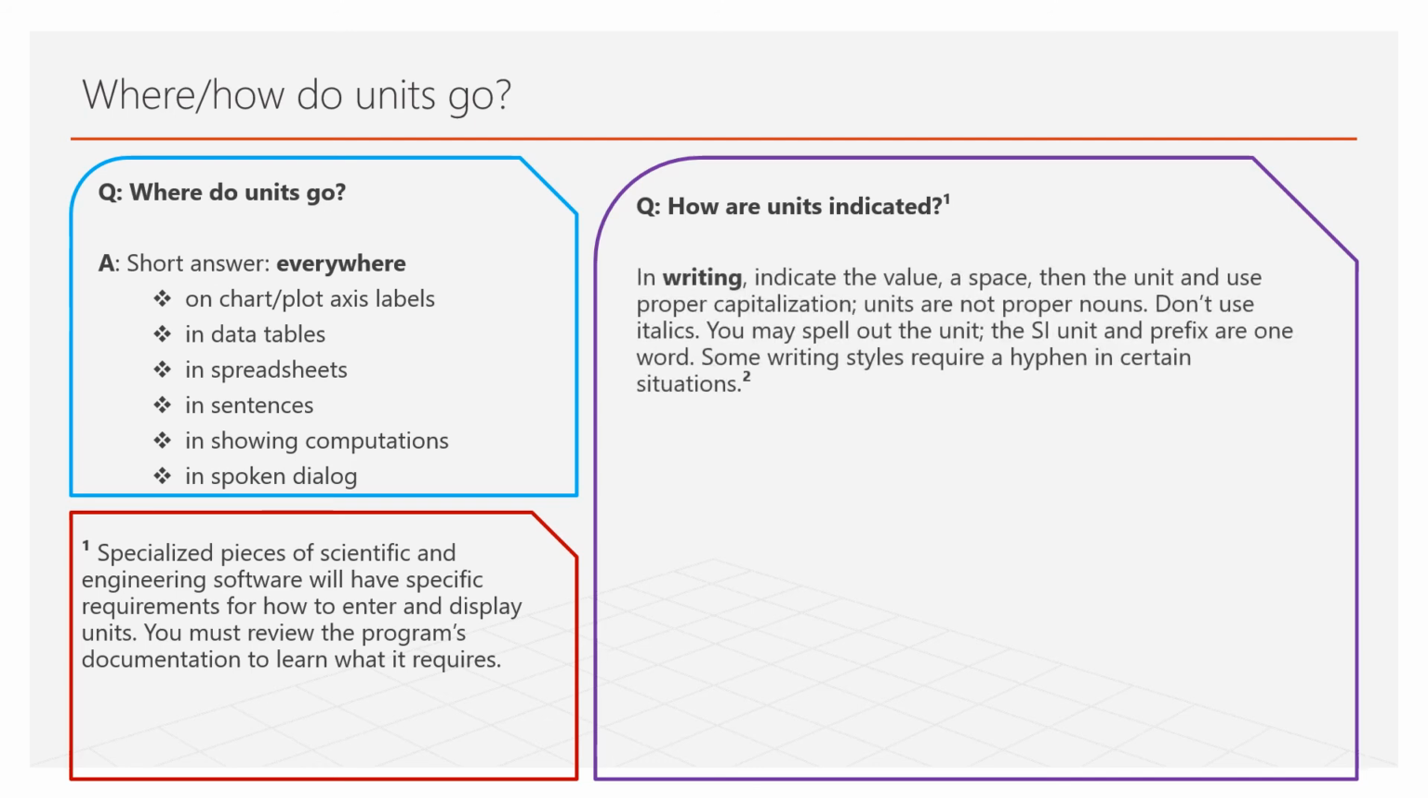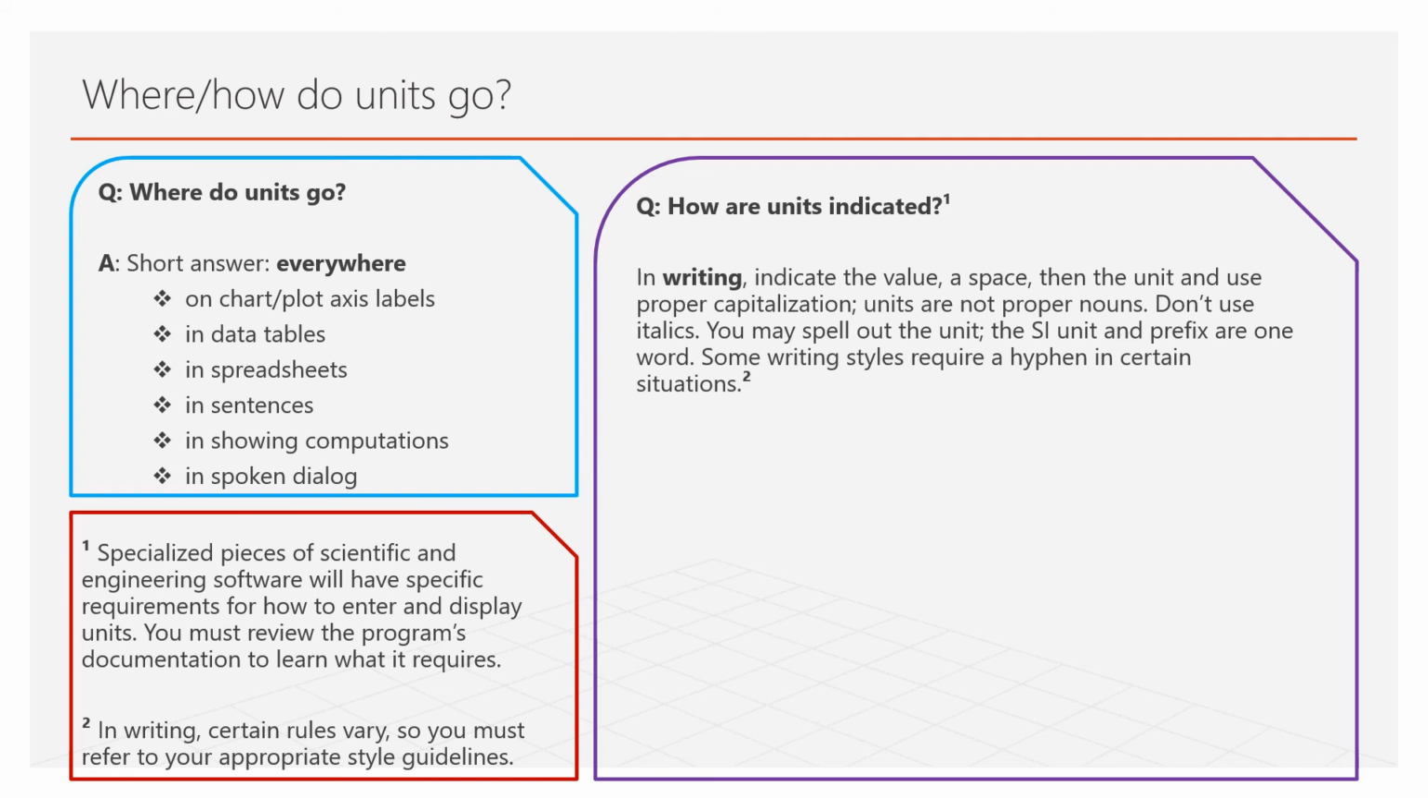But in writing, you need to indicate a value, a space, and then the unit, and use proper capitalization. Remember, units are not proper nouns. Don't use italics. You may spell out the unit. The SI unit and prefix are one word. Some writing styles require a hyphen in certain situations. And that's another thing to note.